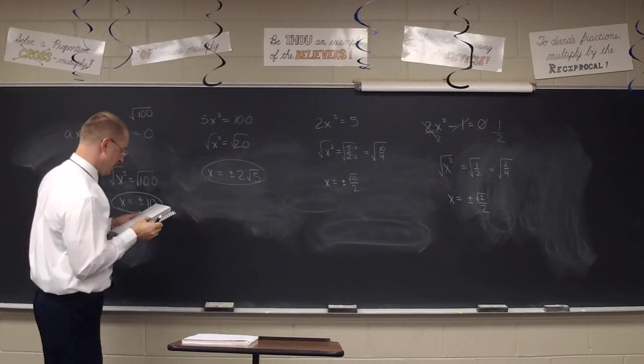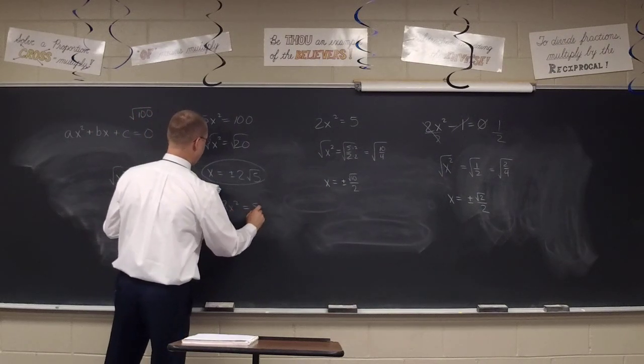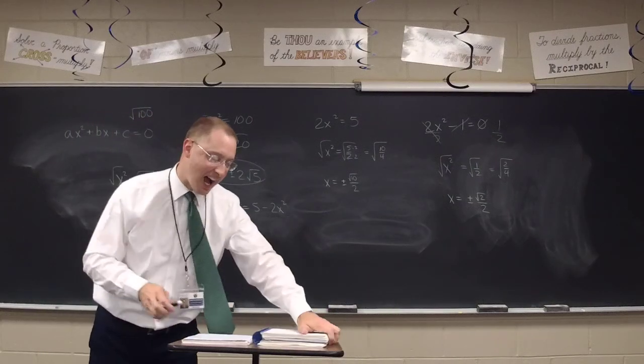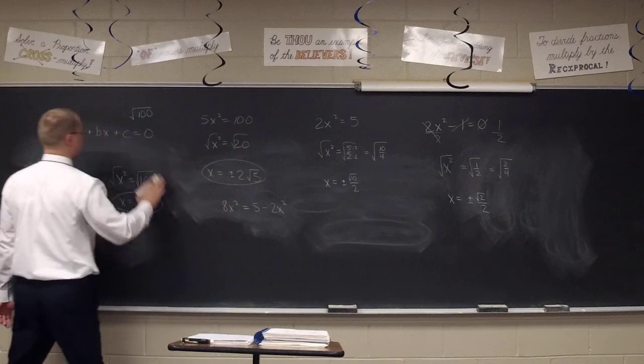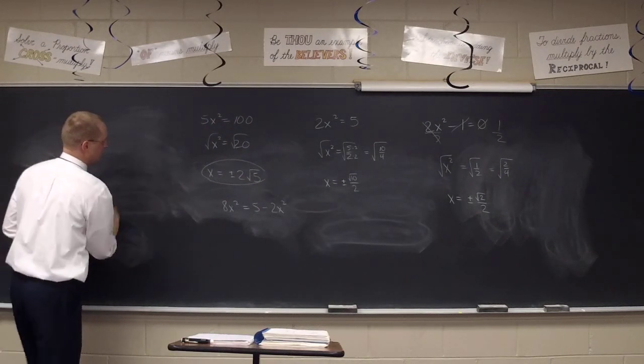Look at number 20 now. The last one we had for homework, it's 8x squared equals 5 minus 2x squared. And Josh, we say isolate the x squared. There's 2 different x squareds. We can't have 2 different x squareds, can we? No. Thoughts?